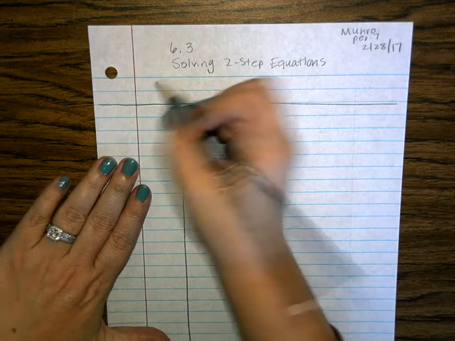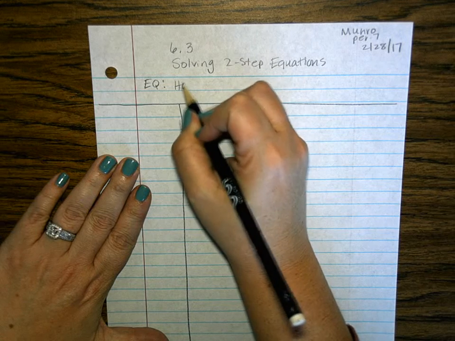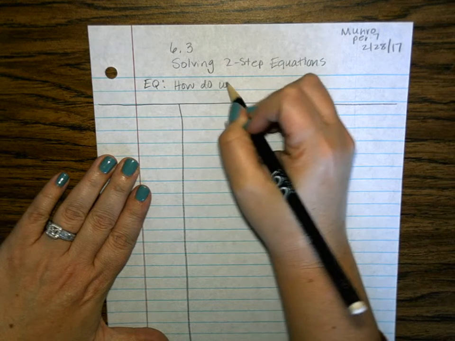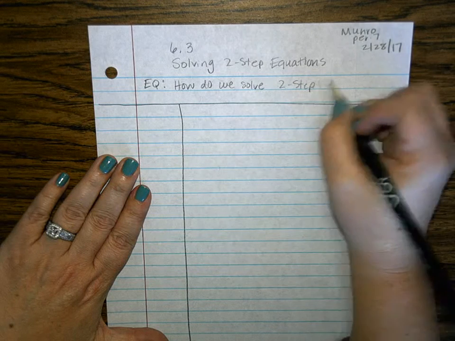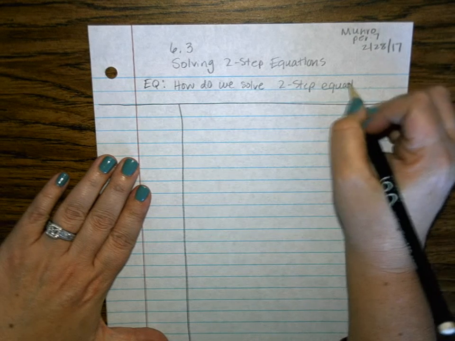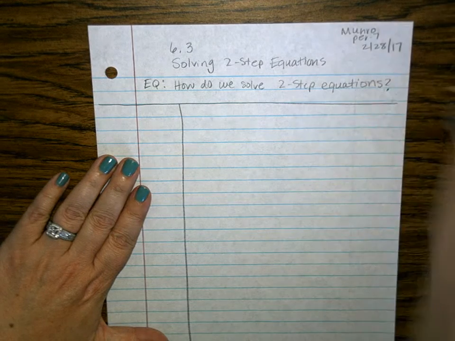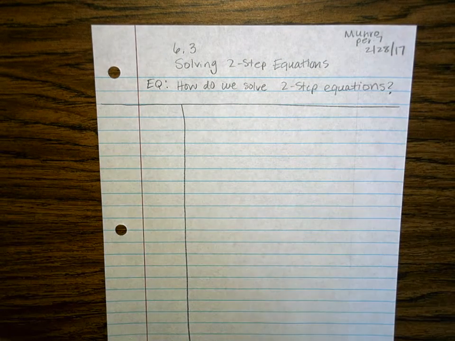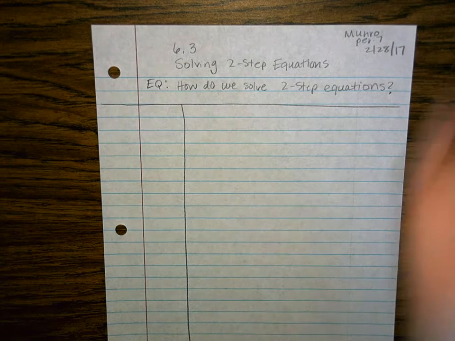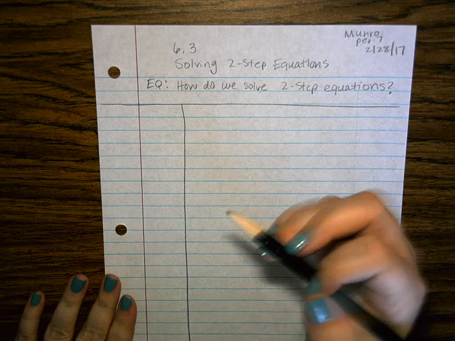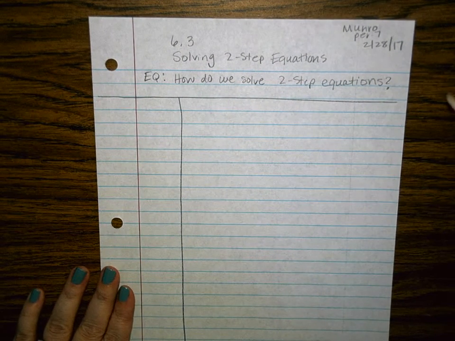Okay, the essential question. How do we solve two-step equations? We are not going to graph today. We're going to take a little break and focus on the solving. And then next time, when we come back together, we'll graph them, okay? But today we're just going to focus on solving because they're a little bit trickier. Okay, so how do we solve two-step equations?